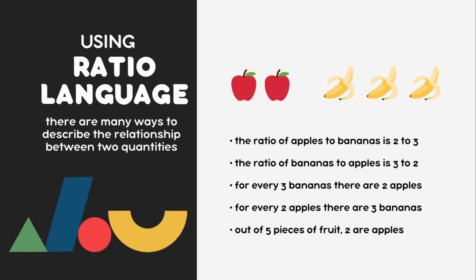Out of 5 pieces of fruit, 2 are apples. This also means the same thing. In total there are 5 fruits and 2 are apples. One more we can write: out of 5 pieces of fruit, 3 are bananas, which is also great.